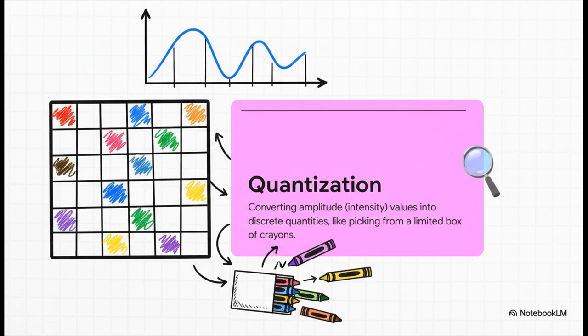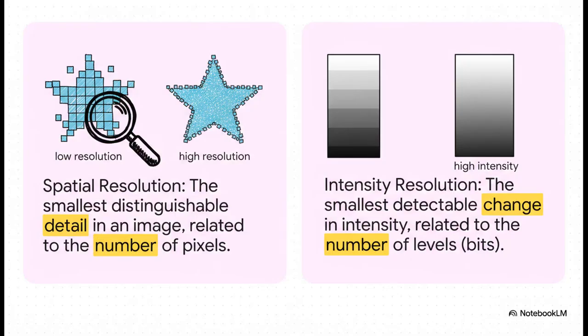So now that we've got our grid, we need to figure out what to put in each square. That step is called quantization. We measure the voltage we captured for each of those points on our grid, and we assign it a number from a limited set of options. The analogy here is perfect. It's just like having a box of crayons, and for each square on your graph paper, you pick the shade that's the closest match.